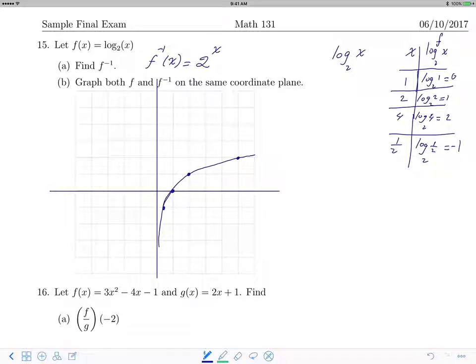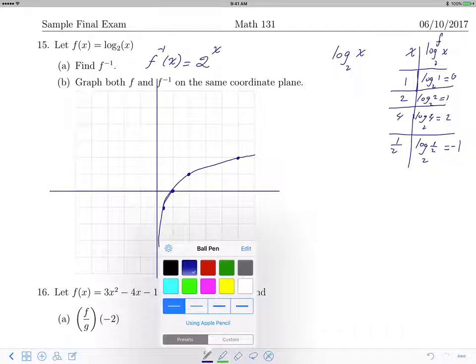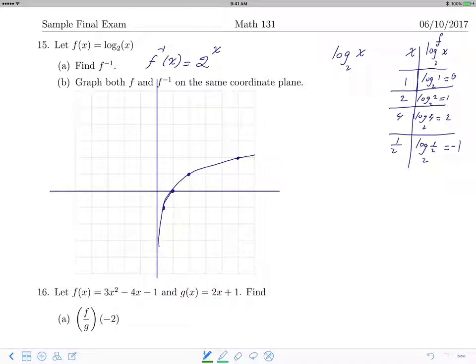Now the inverse function just reverses the x and y coordinates. So for example, for the point (1, 0), we have the point (0, 1), which is right here. For the point (2, 1), we have the point (1, 2), which is right here. For the point (4, 2), we have the point (2, 4), which is right here. 1, 2, 3, 4. It's actually right here. And then for the point (half, negative 1), we have (negative 1, half), which is right here. And then connecting these points, we have the inverse function, f inverse of x, which is 2 to the x.